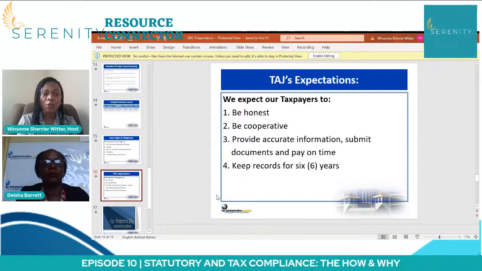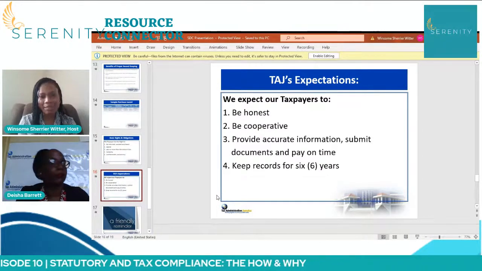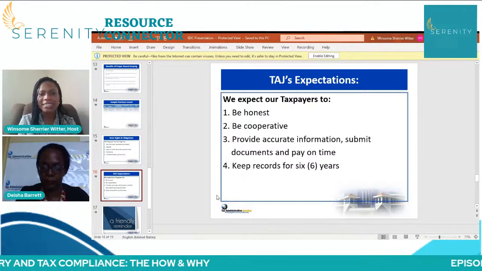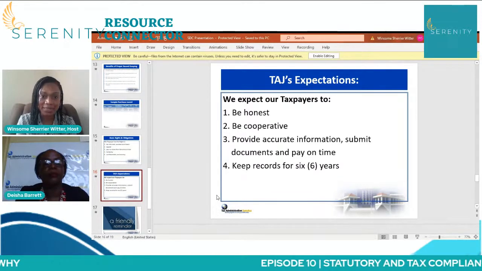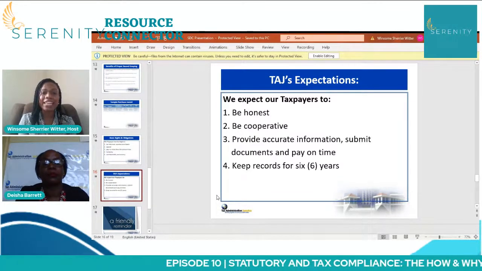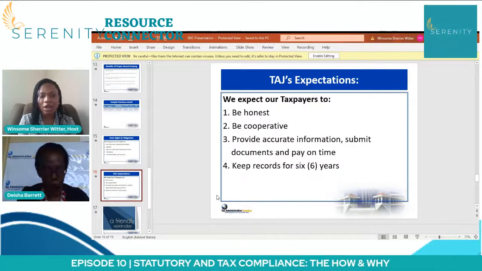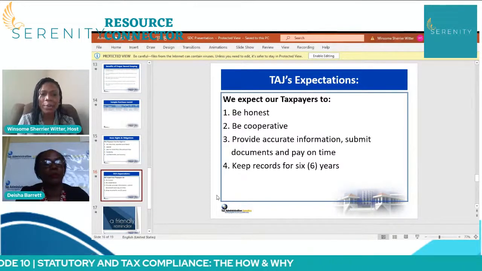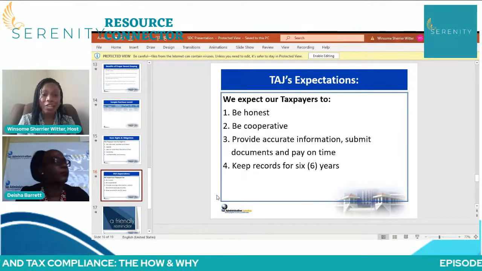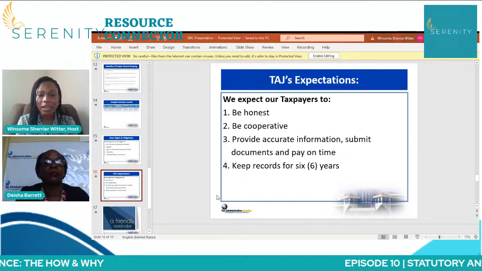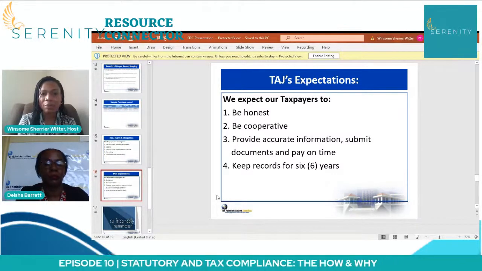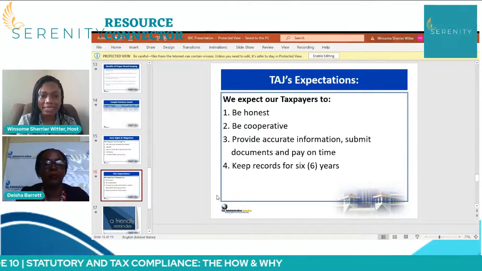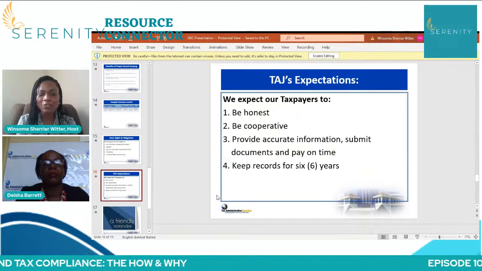So, of course, with the rights come responsibilities, right? The TAJ's expectation of us as taxpayers is for us to be honest, because we are self-reporting and maintaining the records. They expect us to be honest, be cooperative, provide accurate information, submit documents, and pay on time, right? And the only way you can provide accurate information is if you have the proper record keeping systems in place. And four, keep records for 6 years.